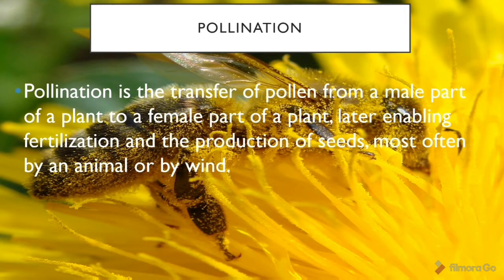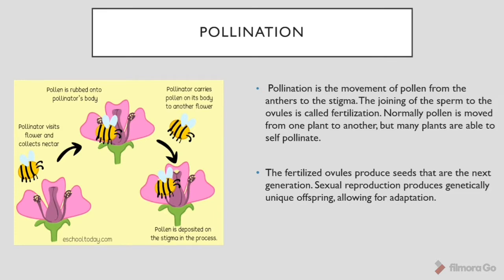So what is pollination? Pollination is the transfer of pollen from a male part of a plant to a female part of a plant, later enabling fertilization and reproduction of seeds, most often by an animal or by the wind. Pollination is the movement of pollen from the anthers to the stigma. The joining of the sperm to the ovules is called fertilization. Normally, pollen is moved from one plant to another, but many plants are able to self-pollinate. The fertilized ovules produce seeds that are the next generation. Sexual reproduction produces genetically unique offspring, allowing for adaptation.